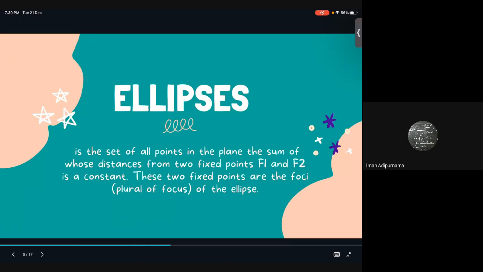Now let's go with ellipses. An ellipse is the set of all points in the plane for which the sum of whose distances from two fixed points F1 and F2 is a constant.